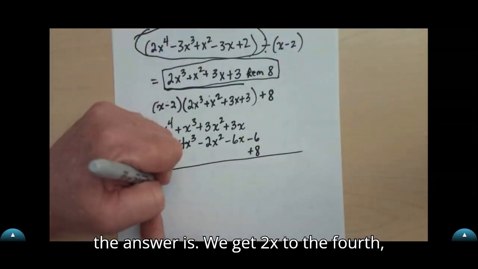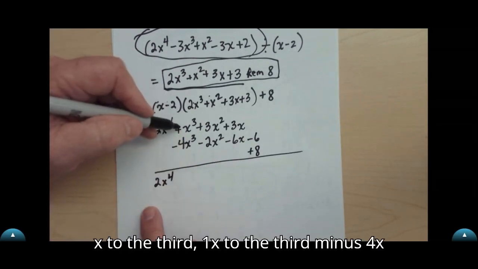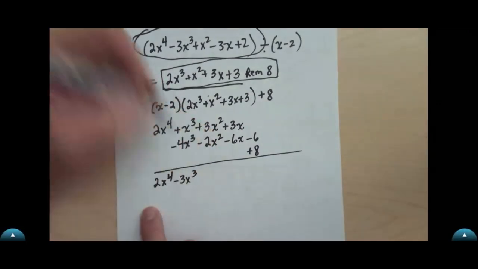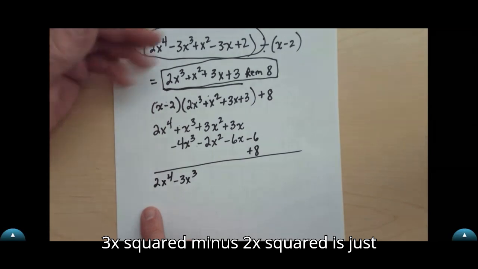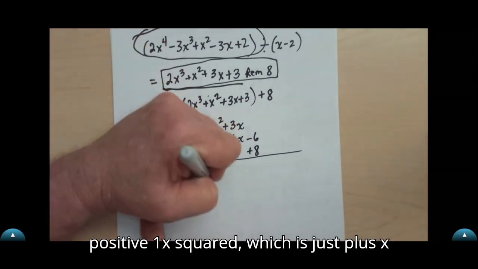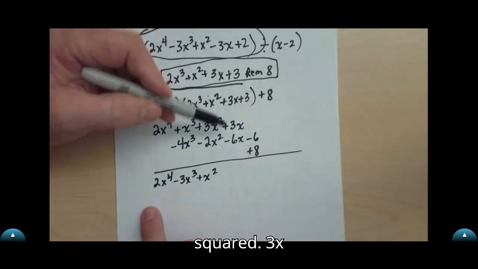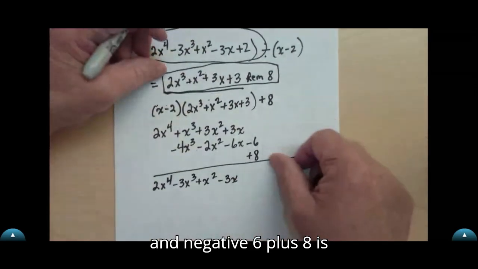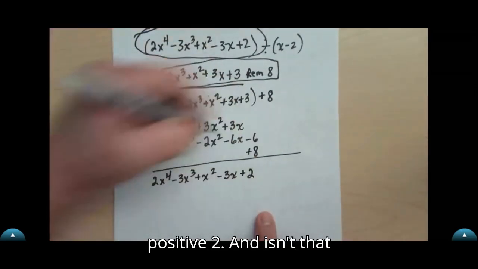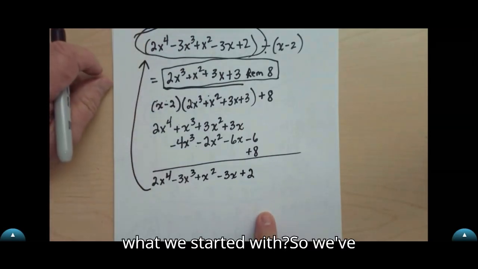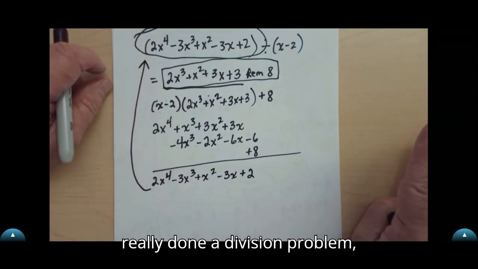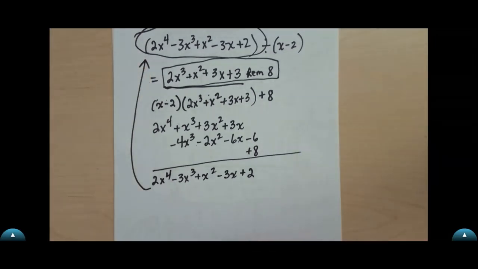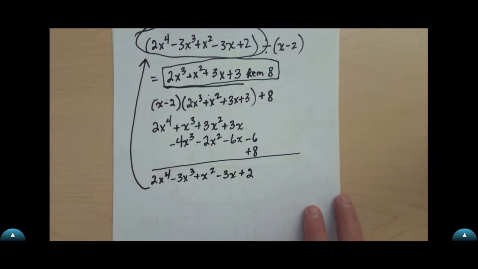We get 2x to the fourth, 1x to the third minus 4x to the third is minus 3x to the third. 3x squared minus 2x squared is just positive 1x squared, which is just plus x squared. 3x minus 6x is negative 3x. And -6 plus 8 is positive 2. And isn't that what we started with? So we've really done a division problem, and we've done it correctly. So let's look at another example.